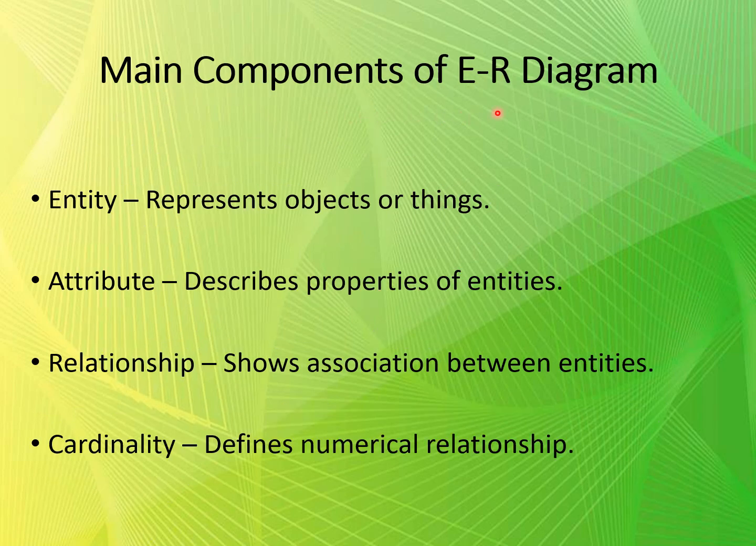The main components of ER diagram: entity, attribute, relationship, and cardinality. Entity represents objects or things. Attribute describes properties of entities. Relationship shows association between entities. Cardinality defines numerical relationship.